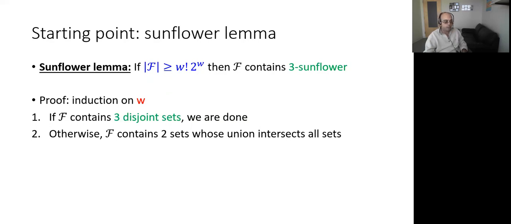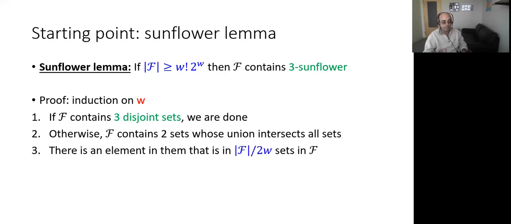Okay. So in particular, there is an element in these 2 sets that belongs to many sets in the set system. There's an element that belongs to F over 2W sets. Why F over 2W? Because there are only 2W elements in the union of 2 sets. Remember, each set has size W. So there's a common element in many sets.